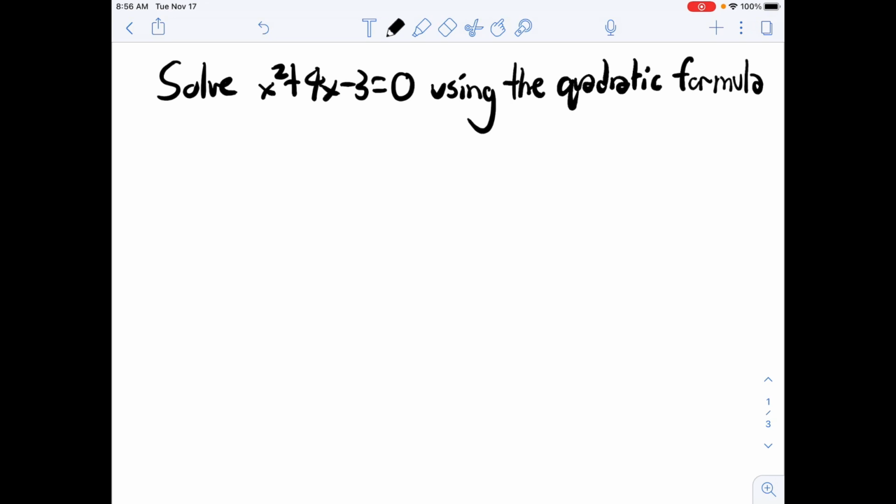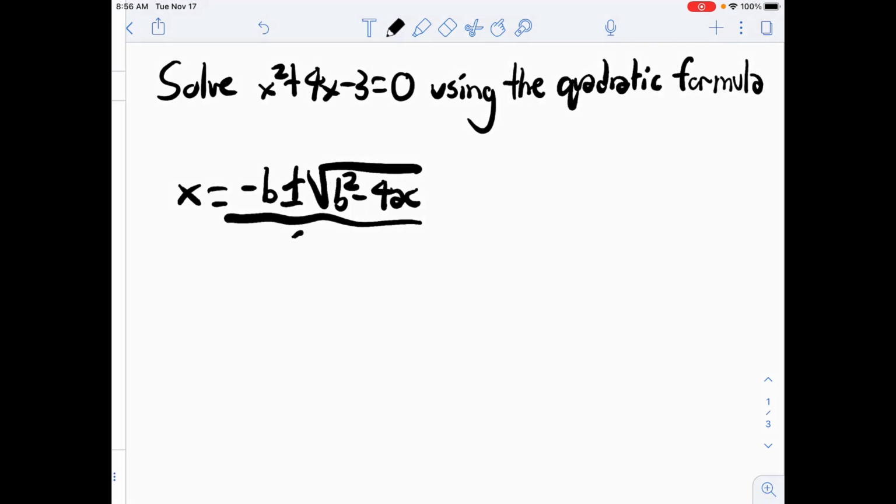So before we even begin this, we need to write out the quadratic formula, and this is what it looks like. X is equal to negative b plus or minus the square root of b squared minus 4ac, and this is all over 2a. So now let's look back at the equation. I'm just going to write it out again down here.